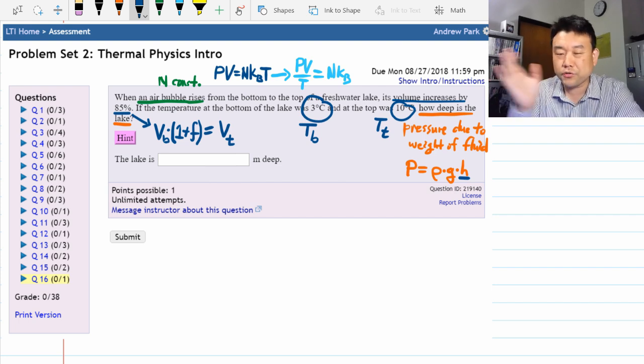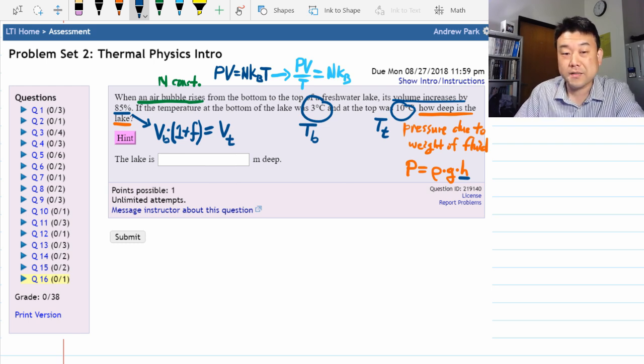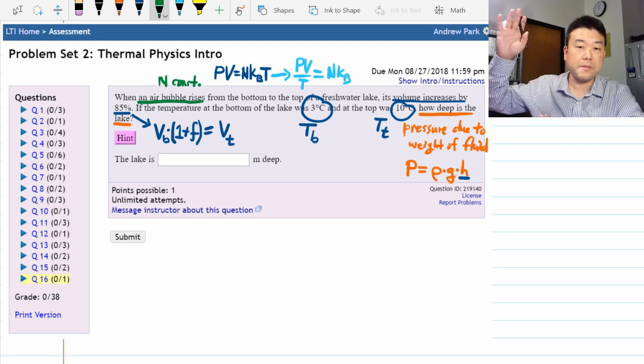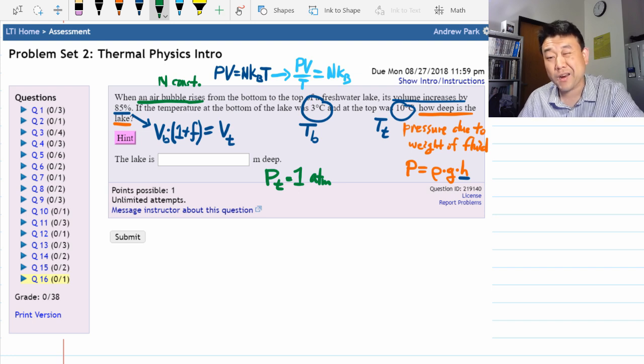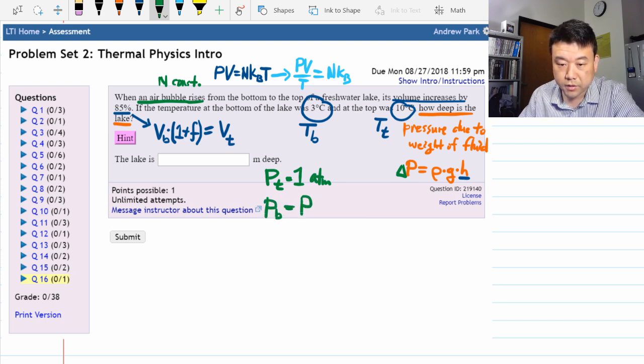I'll just shortcut to the end. What you need to figure out is that the pressure at the top is going to be 1 atmosphere. It's exposed to the atmosphere, so 1 atmosphere is what you should figure out. So the pressure at the top is equal to 1 atmosphere. The pressure at the bottom isn't given, but you have this for the change of pressure. So the pressure at the bottom will be equal to the pressure at the top plus this change of pressure. All right, I think I have everything.